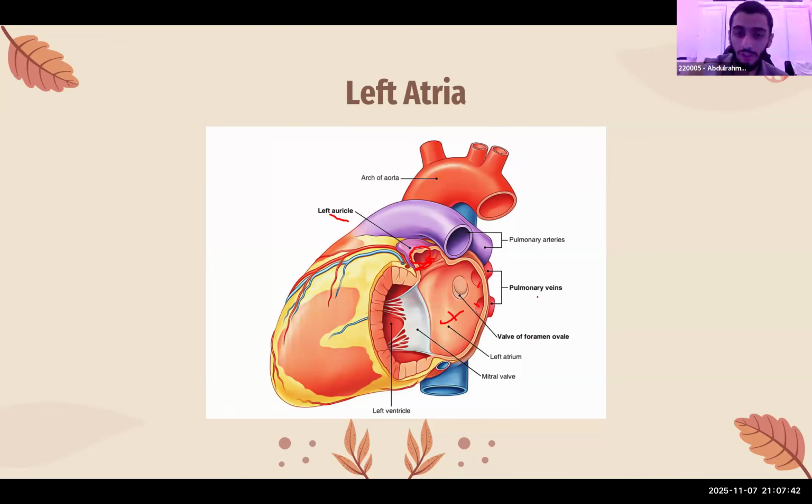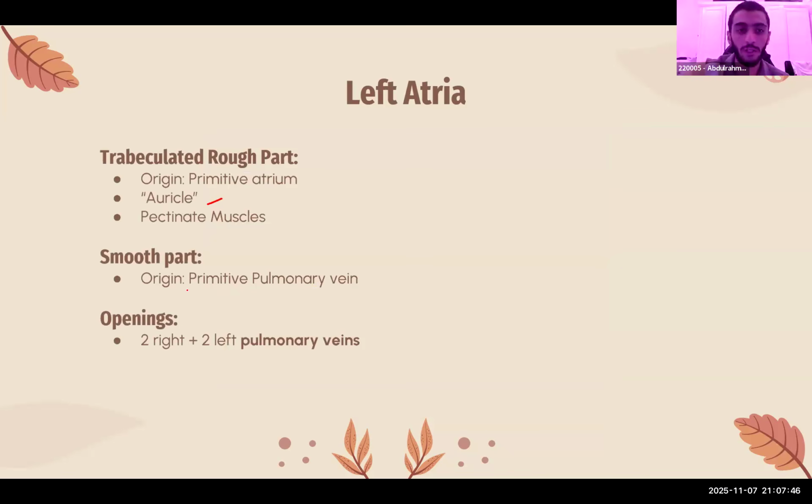Okay, so we said the rough part, the smooth part, and the openings. The rough part, the auricle, primitive atria. The smooth part, which is the primitive pulmonary veins, and then the openings is the pulmonary vein openings. Okay, and if you notice, the rough part in both atria is the same. Okay, so this helps you. Primitive atria is the same.